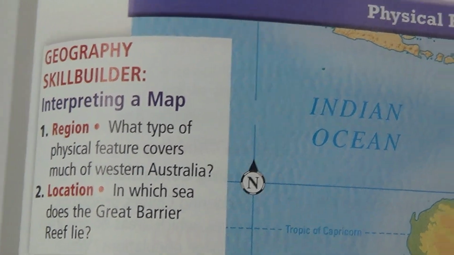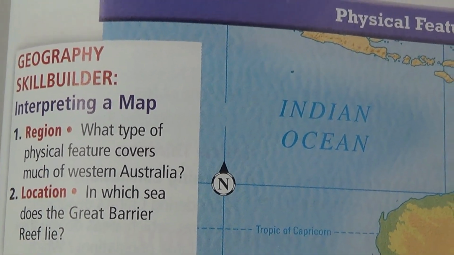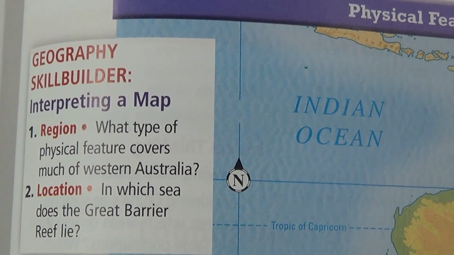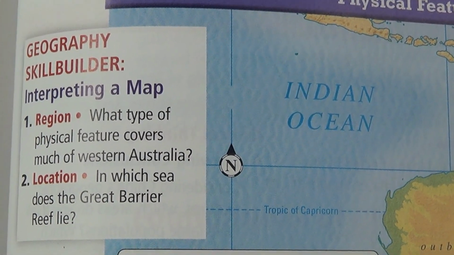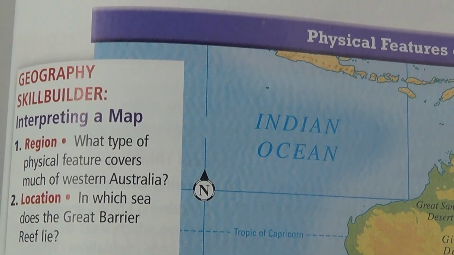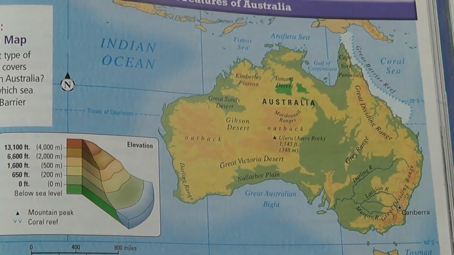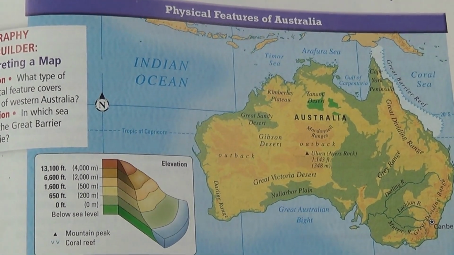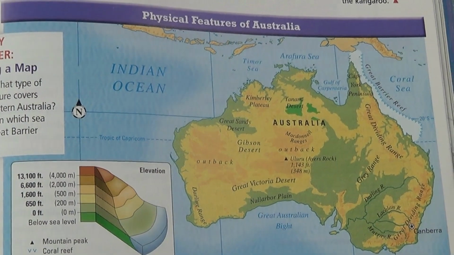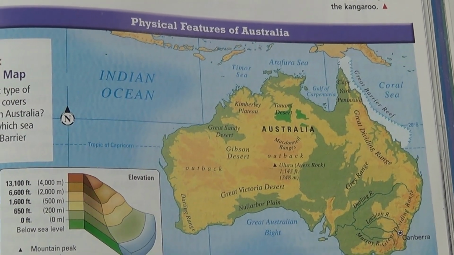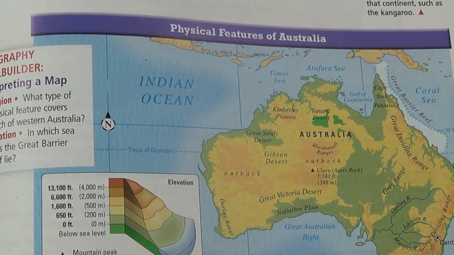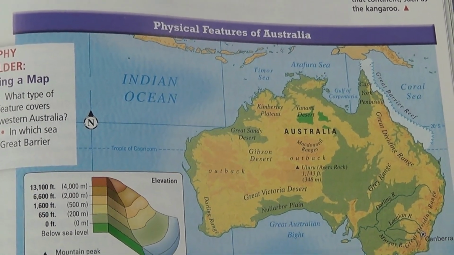So a physical feature could be anything like a plateau, a mountain range, a desert, something like that. Take a moment and answer that question. Please pause. All right, now that you've had a chance to pause, I'll tell you the 2 answers, and then if you did not get them right, I expect you to watch the explanation. Number 1 is deserts, and number 2, Coral Sea.